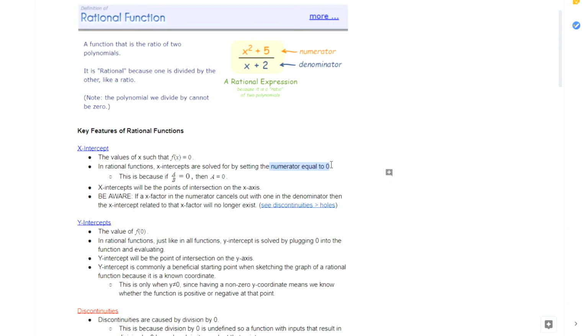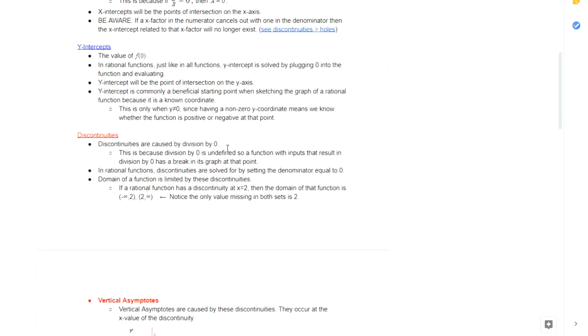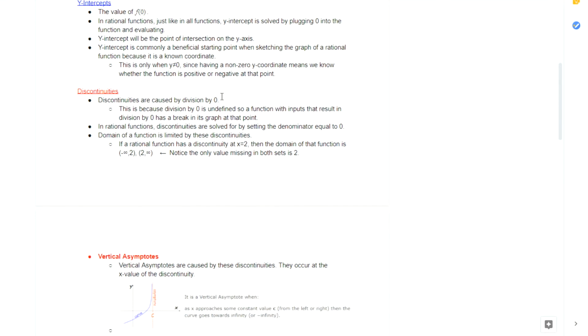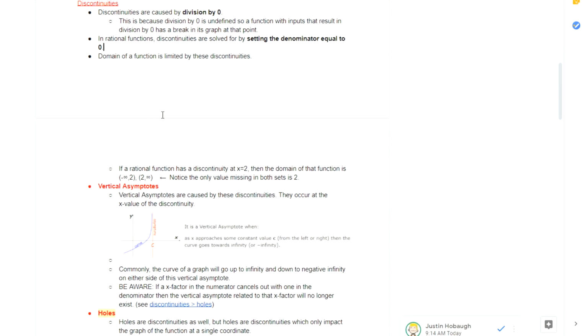This is a very essential part of this. I'm going to actually bold that. So X-intercepts are always just the numerator equal to 0. So whatever makes this top part 0. Y-intercepts, it's the same for all functions. Every single function, all you do is just plug in 0 for X and evaluate it. Discontinuities are caused by division by 0. And so as a result, essentially you can always solve for discontinuities by setting the denominator equal to 0. That's the way that you always solve for your discontinuities.